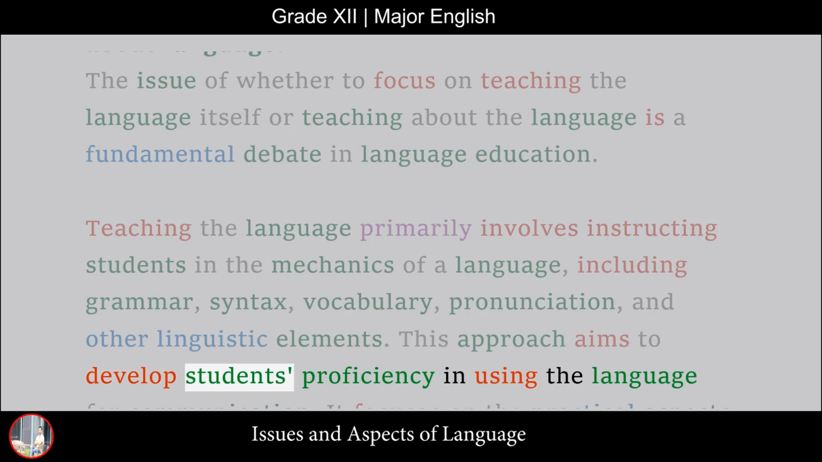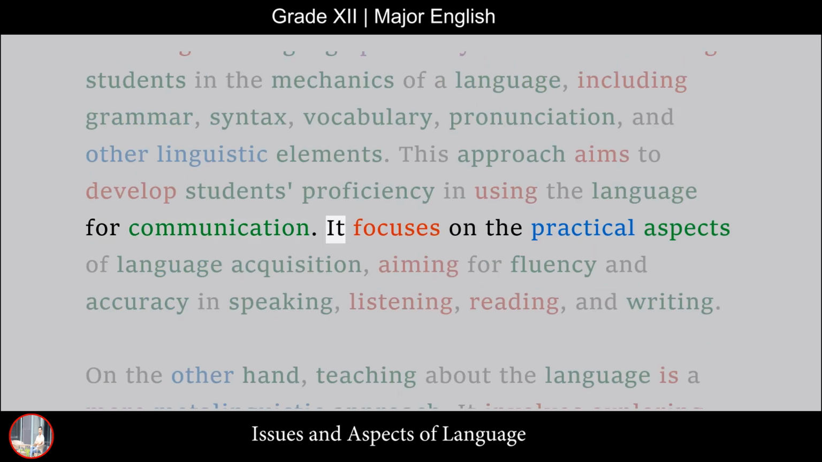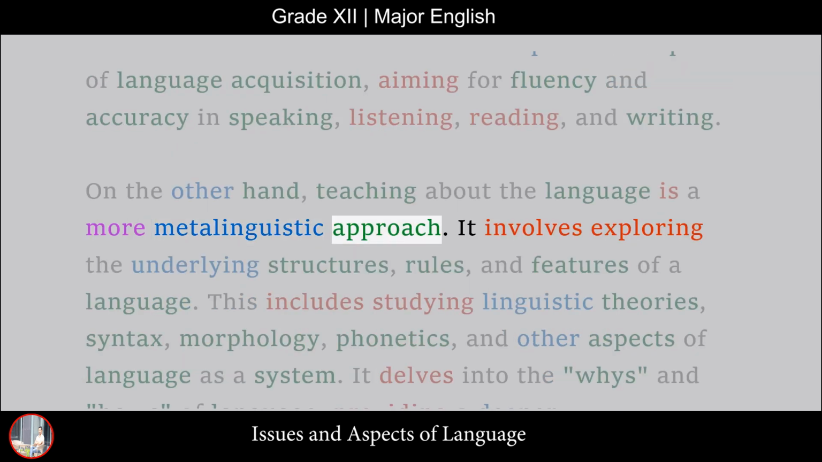This approach aims to develop students' proficiency in using the language for communication. It focuses on the practical aspects of language acquisition, aiming for fluency and accuracy in speaking, listening, reading, and writing. On the other hand, teaching about the language is a more metalinguistic approach.